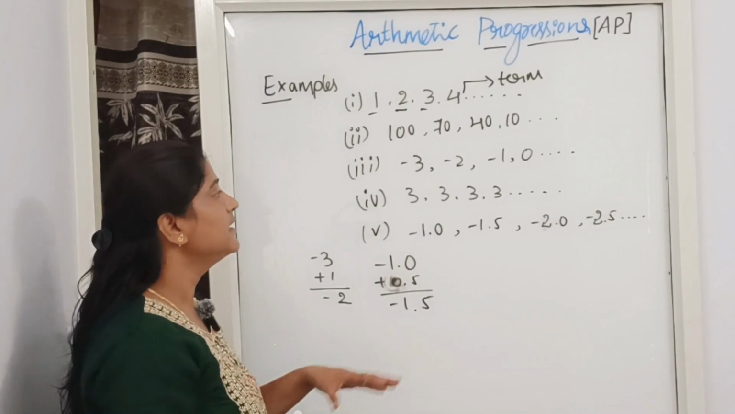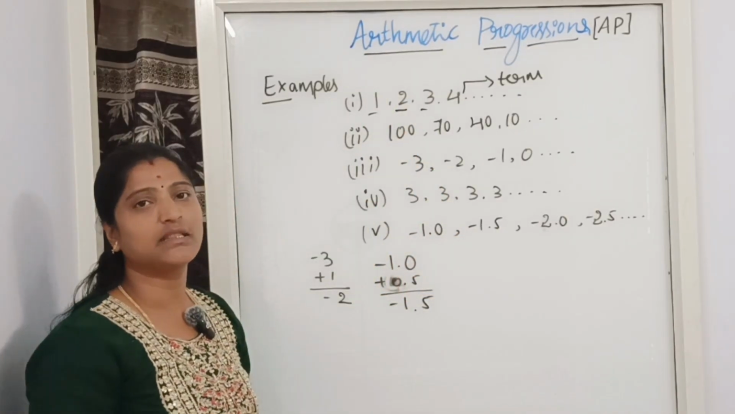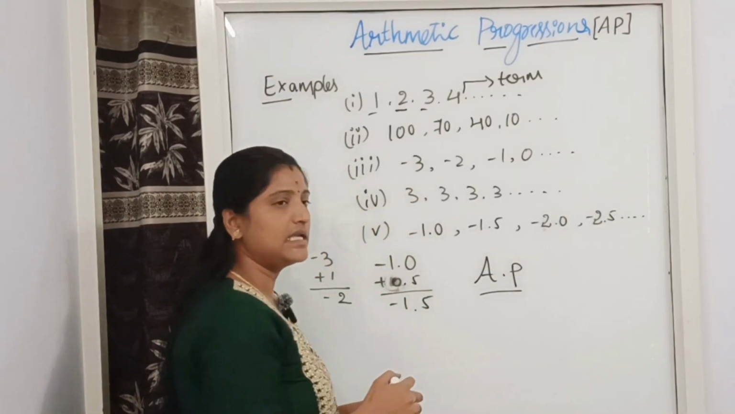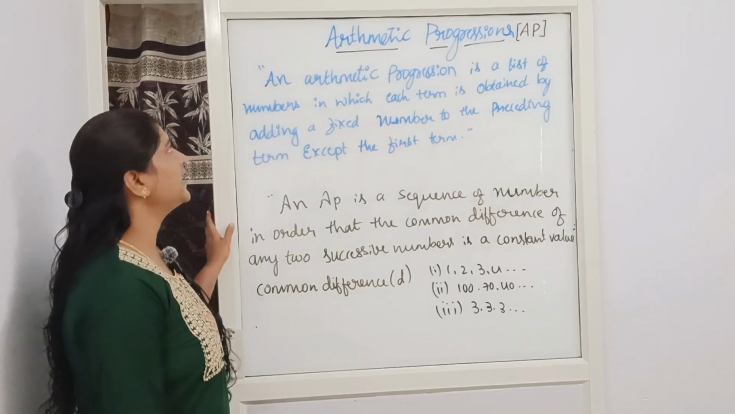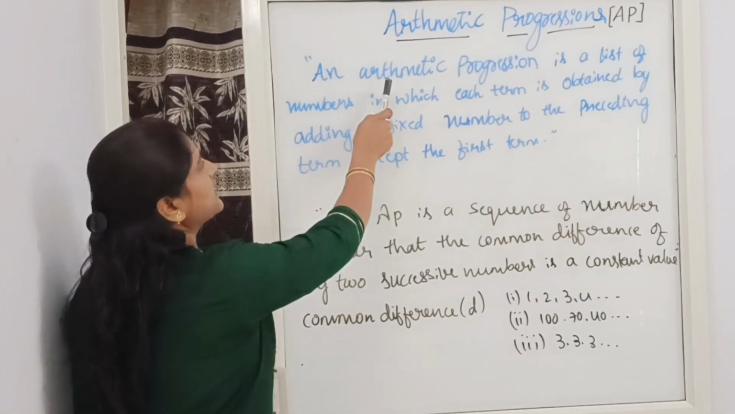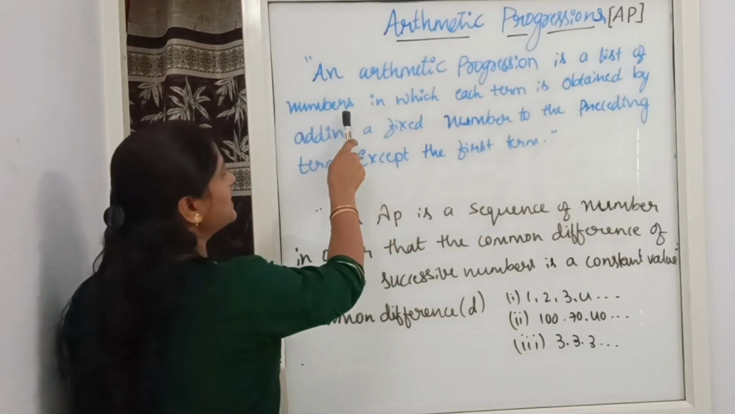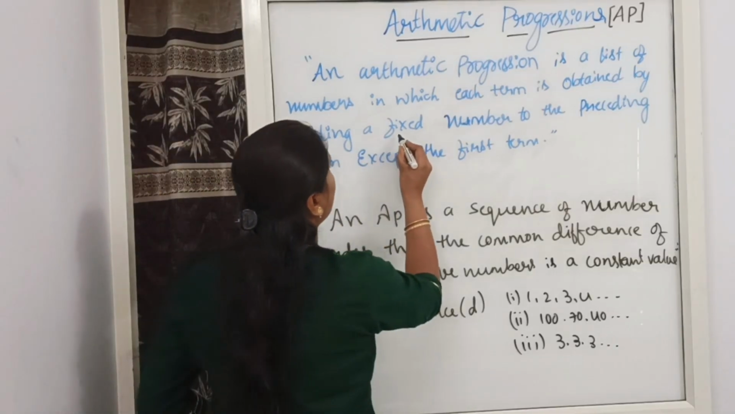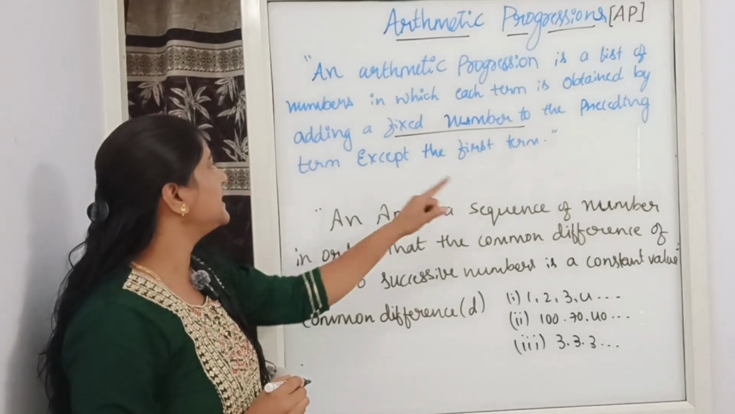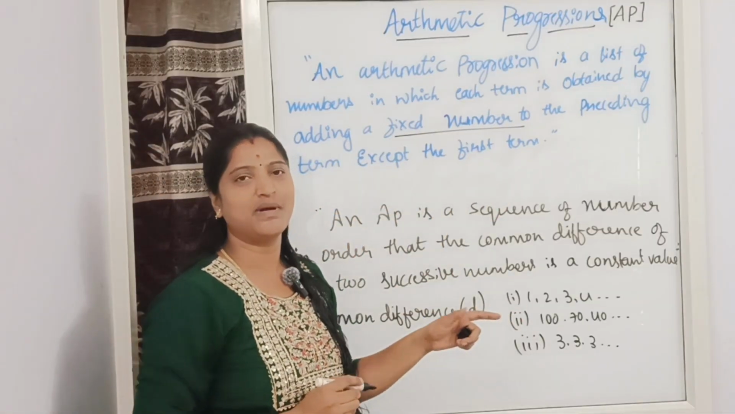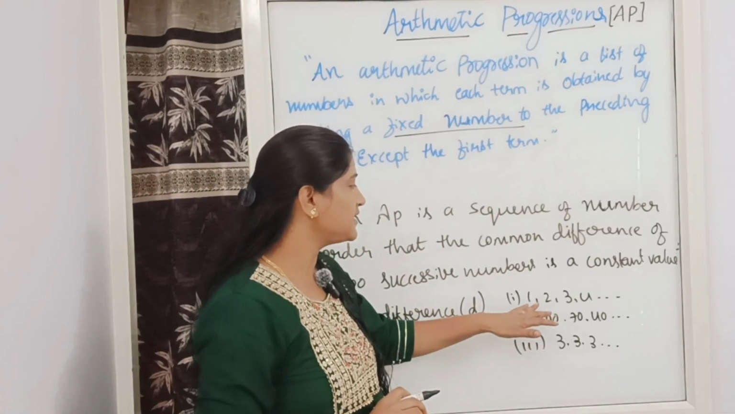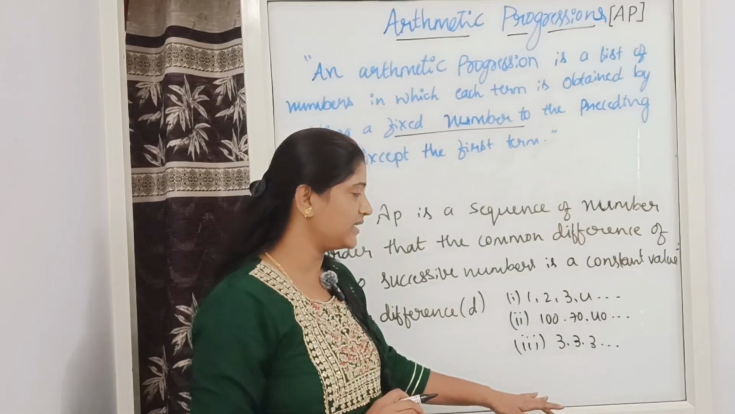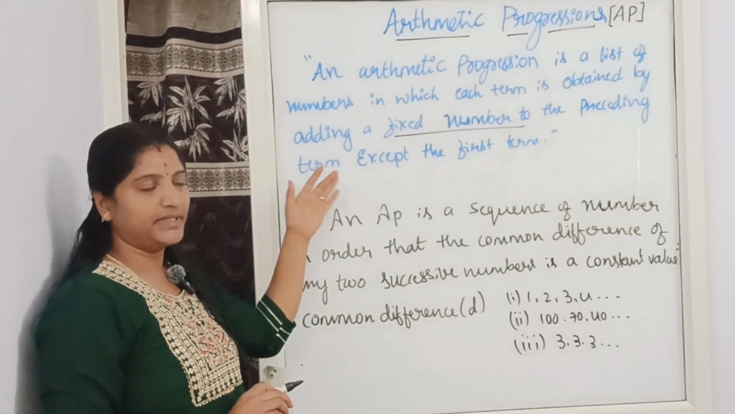So this kind of list of numbers is called an arithmetic progression. In short form, you can call it AP. Let us see its actual definition. The meaning of arithmetic progression is, an arithmetic progression is a list of numbers in which each term is obtained by adding a fixed number to the preceding term except the first term. As I showed in the examples, each term is obtained by adding a fixed number to the preceding term except the first one. So this is the meaning of arithmetic progression.